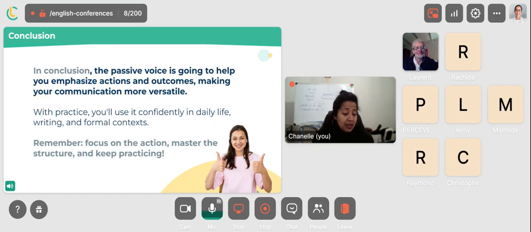In conclusion, the passive voice is going to help you emphasize actions and outcomes, making your communication more versatile. With practice, you will use it confidently in daily life, writing, and formal contexts. Remember, focus on the action, master the structure, and keep practicing.